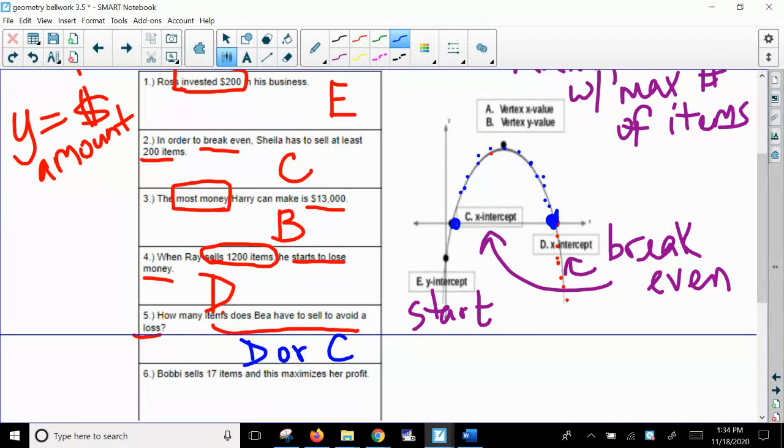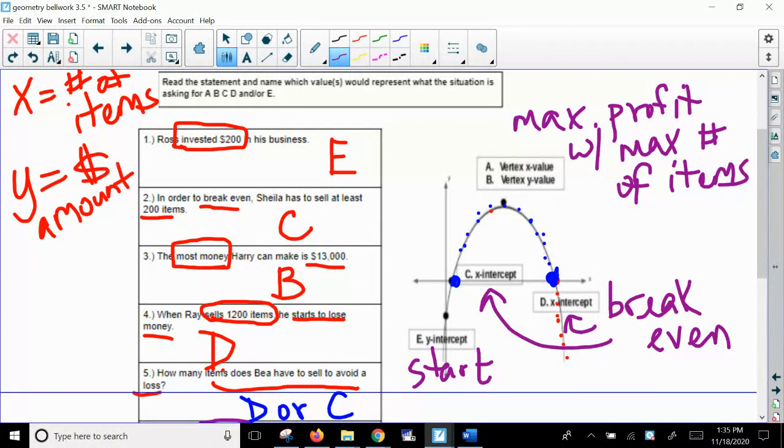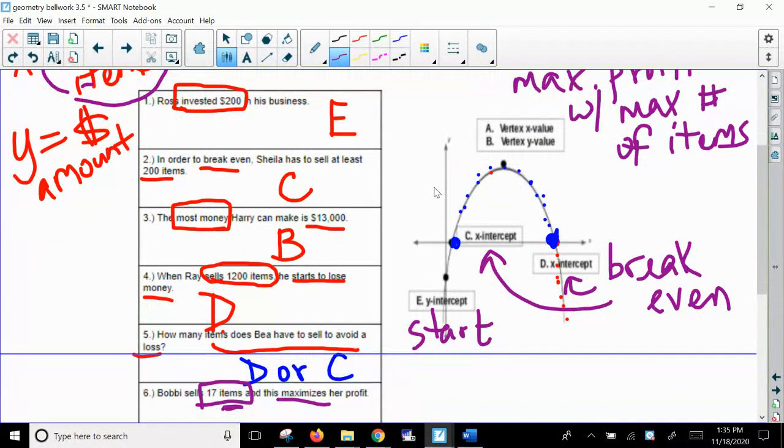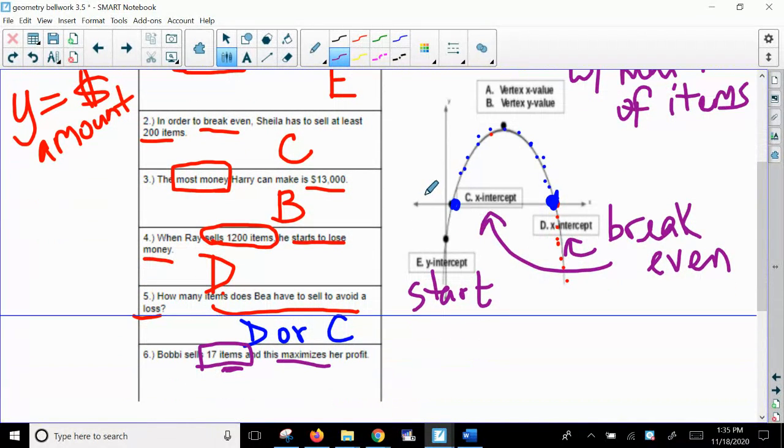And number 6, Bobby sells 17 items, and this maximizes her profit. So maximize profit. We're looking at the vertex. Remember, vertex is your keyword for maximum. And for vertex, is it X or Y? Well, since it says items, and we know that X represents number of items, I want A, the vertex at the X value for number 6.